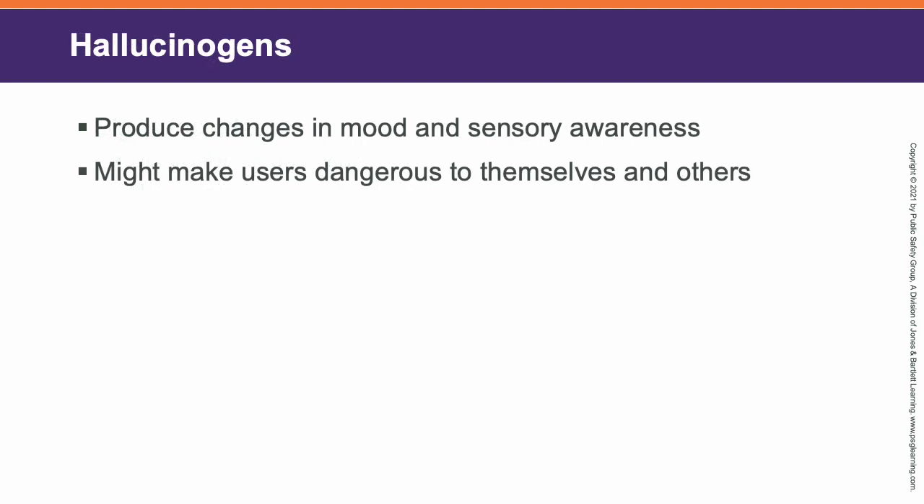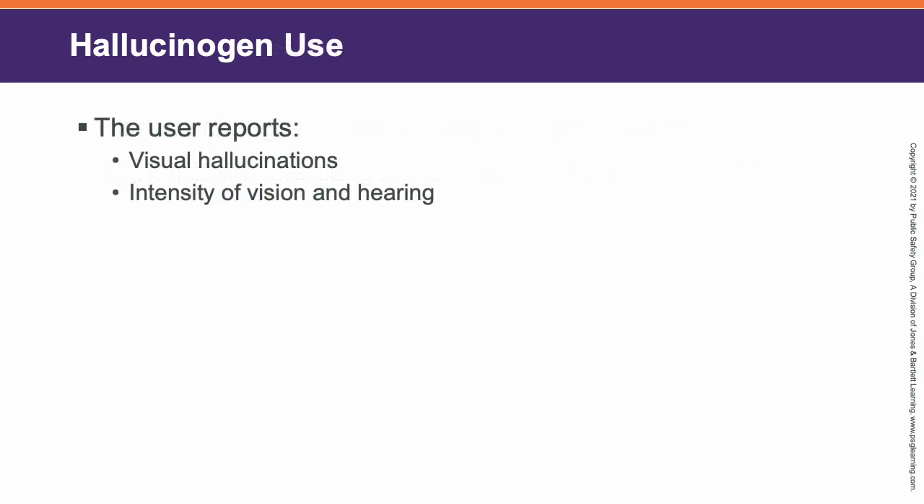Next, hallucinogens. They typically produce mood changes and sensory awareness. It might make people who use them dangerous to themselves or to others. They may be seeing things or hearing things, and that can cause them to react in dangerous ways. With hallucinogen use, the person will often report visual hallucinations, an intense hearing or vision. I've heard the phrase before, people who use marijuana or stuff like that say, oh, I can hear the color blue. Things like that that are just not natural.